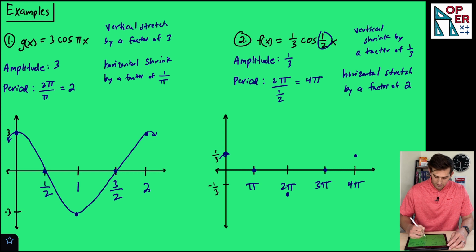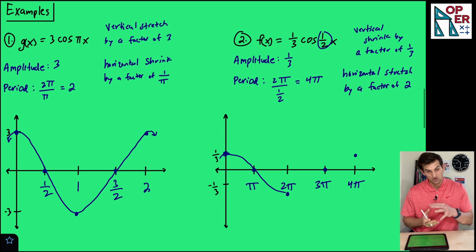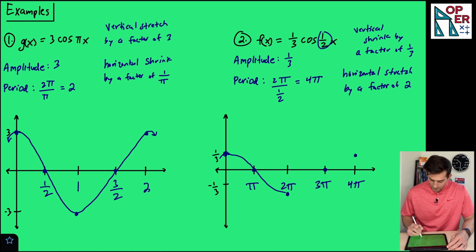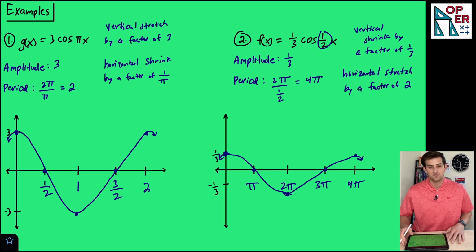So we can see this one is a lot more scrunched together. That would be our vertical shrink. But also we have a horizontal stretch, right? So it's really being pushed down and also out, down towards the x-axis, and then also away from the y-axis, okay? All right, and that is how we can graph some cosine functions.